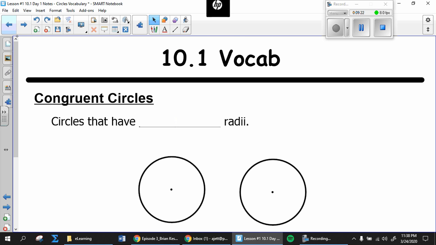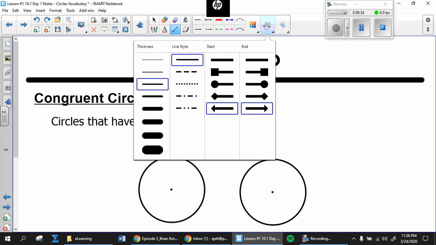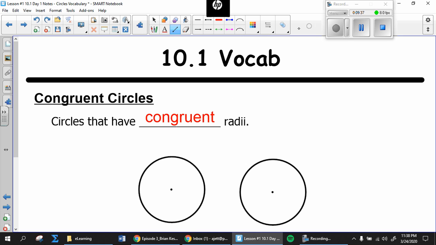And finally, congruent circles are circles that are the same size. They have the same radius, same radii. What I mean by that is if the radius of this circle and the radius of this circle are both 4 inches, then those 2 are congruent circles.